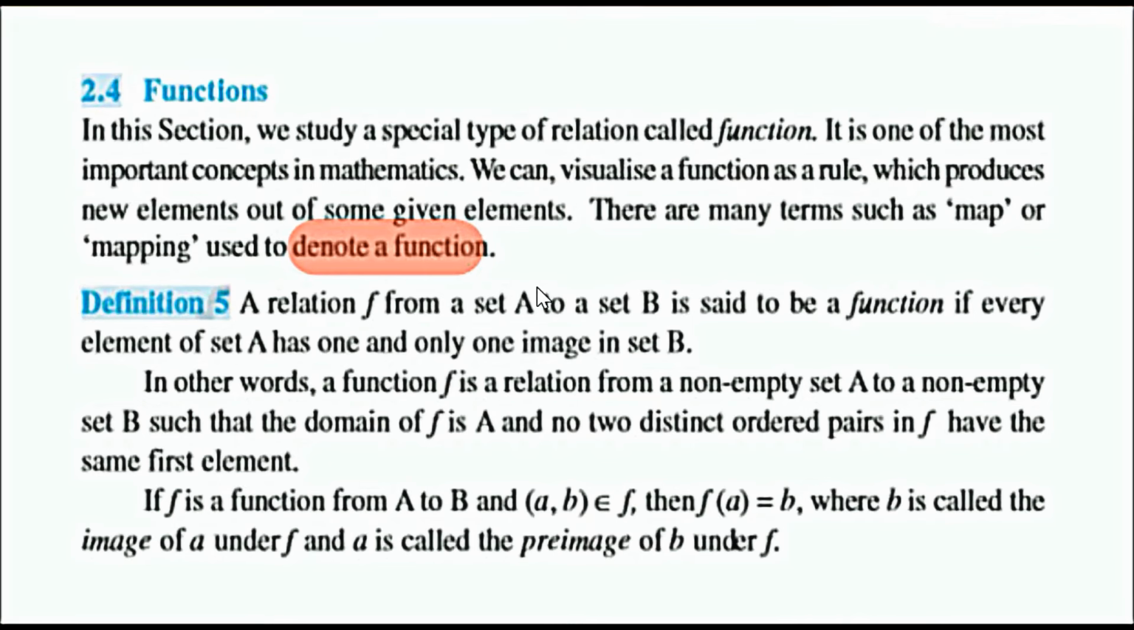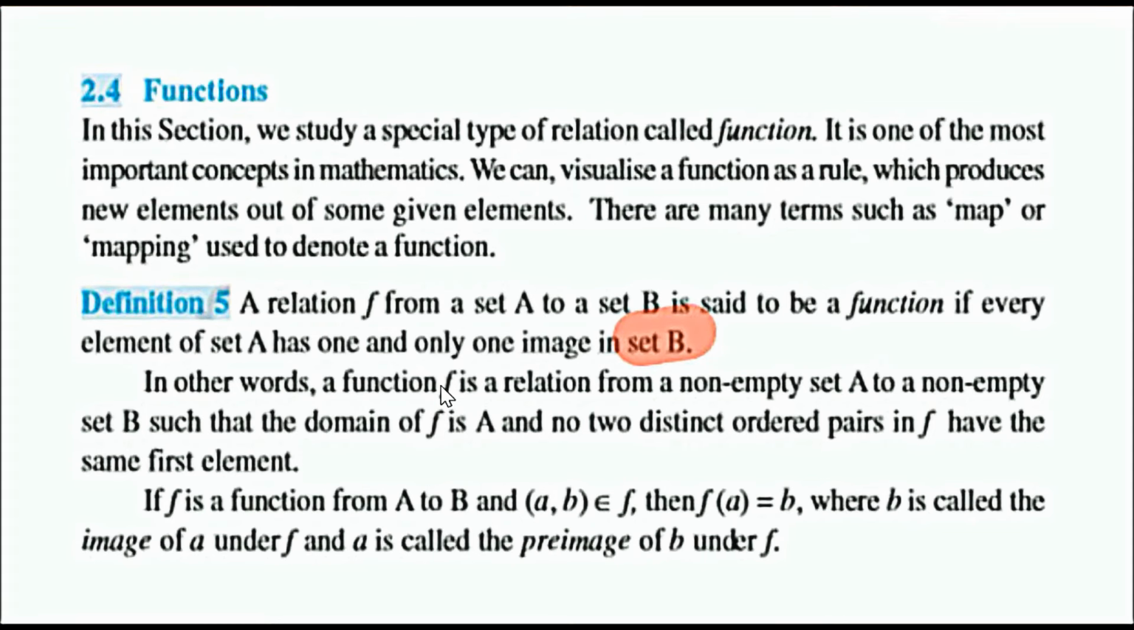A relation f from set A to set B is said to be a function if every element of set A has one and only one image in set B. So if this is set A, this is your set B. One element of set A cannot have multiple images. Otherwise it will not be a function. It may be a relation, but it may not be a function.